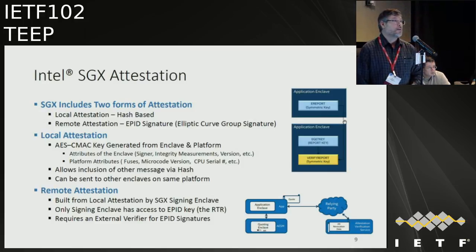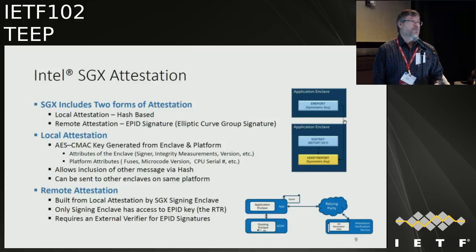Hi, Dave. This is Russ. Just a clarification question. Your AES CMAC obviously is a symmetric thing. I'm sure you did that for performance reasons. Understand that. But are these pairwise keys, or can there be three cooperating using the same key?